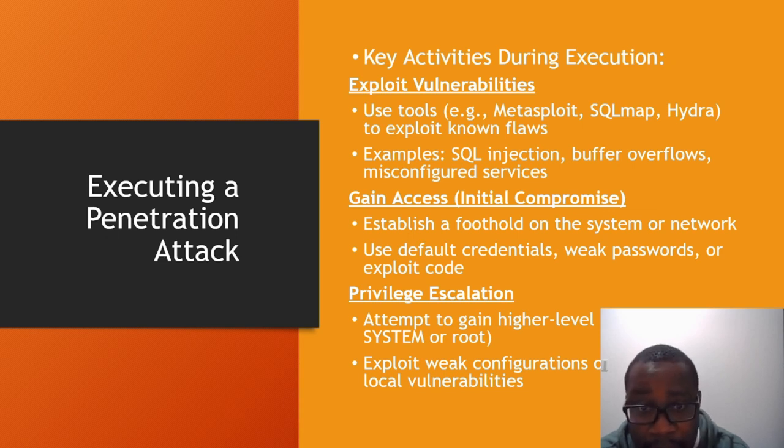Then, when you exploit those vulnerabilities, the next step in the execution of the attack, you're gaining access, right? So the initial compromise, you establish a foothold in the system or network. You're using default credentials, weak passwords, exploiting code, backdoors, etc., to gain that initial foothold. Then you privilege escalate. That means you're attempting to gain higher level access to the system or root of that particular endpoint. Then you exploit configurations or unpatched vulnerabilities to further escalate or get higher level access.